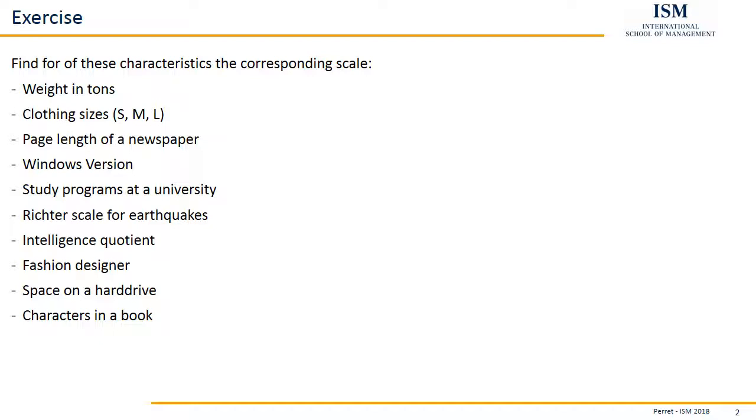Find for these characteristics the corresponding scale or scale level. Let's start. First off, we have weight in tons. Well, obviously we can order two things according to their weight. We can measure the differences in weight. We can say this weighs 200 grams more, weighs 5 tons more or less than something else. So it's an interval scale.